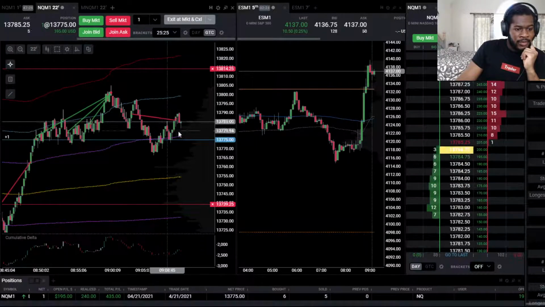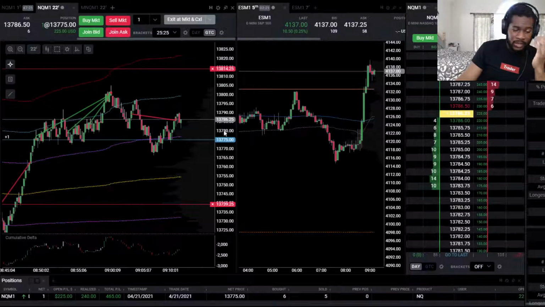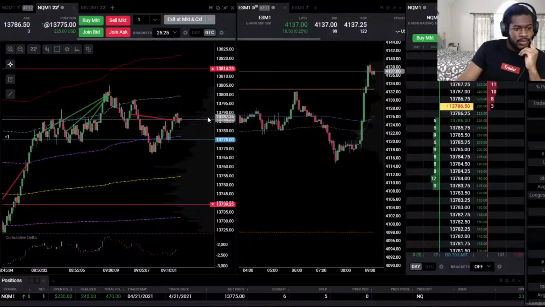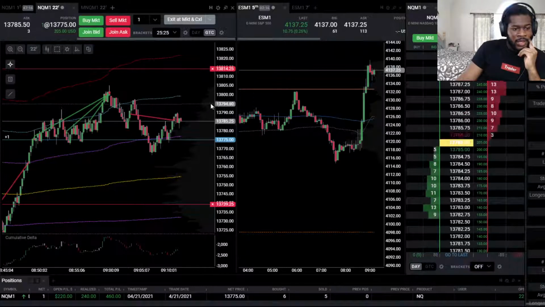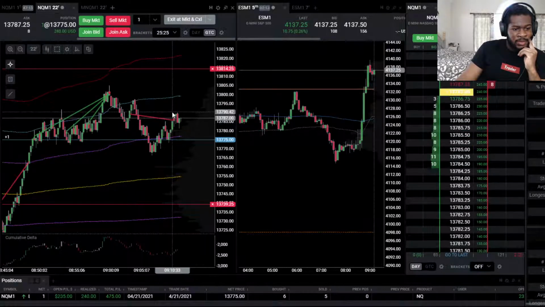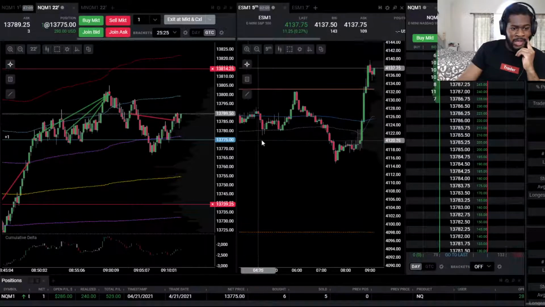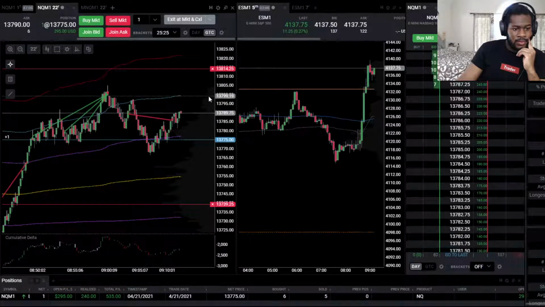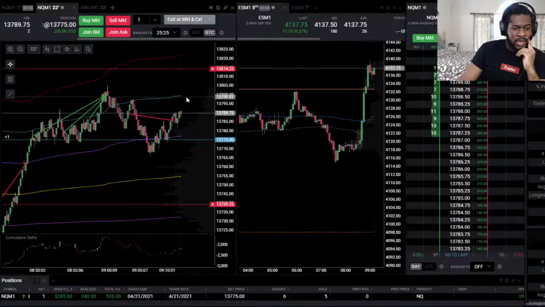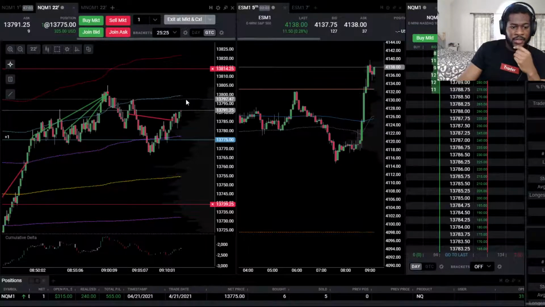Not a fan of how this looks. I want to see it get back to the upside. I don't want to see this become a peak and then form a lower high and start coming down. I want to see it at least break the +2.